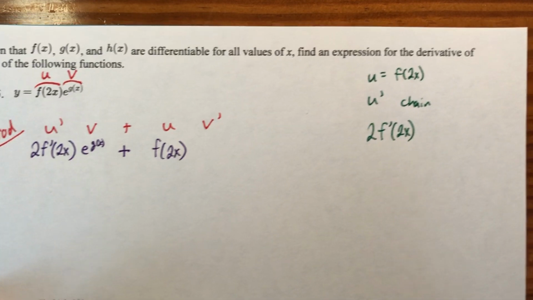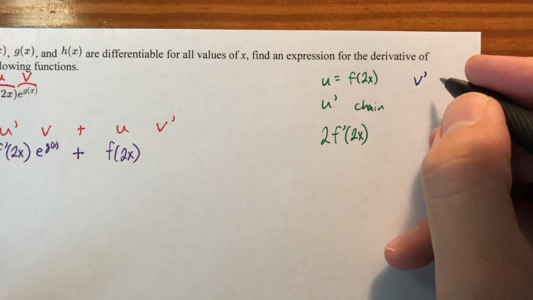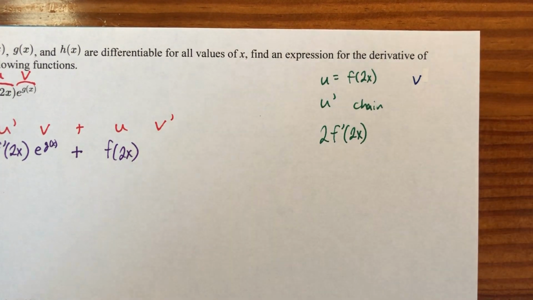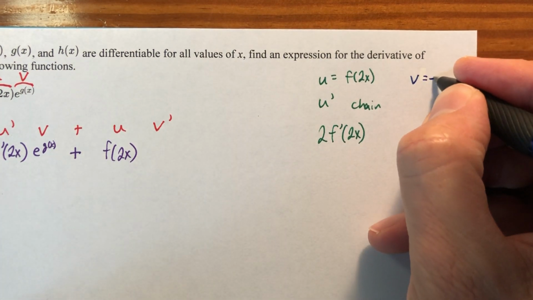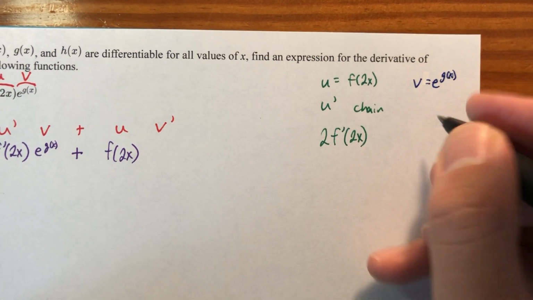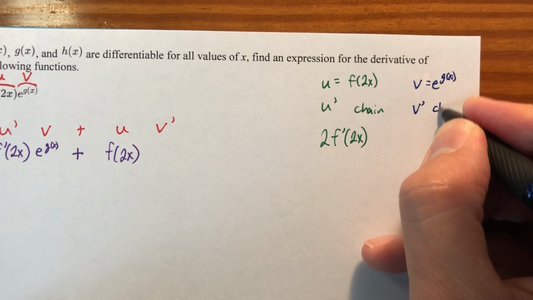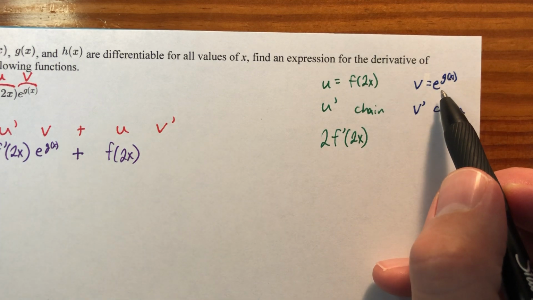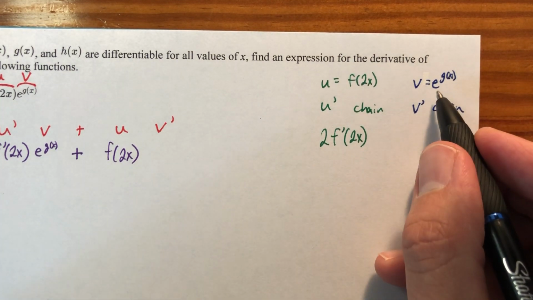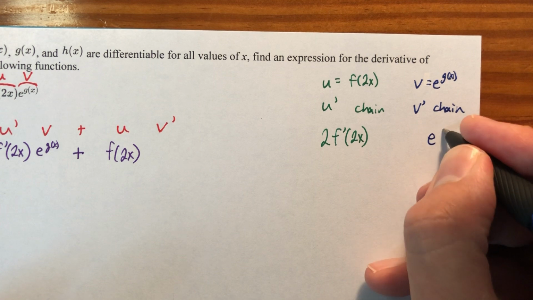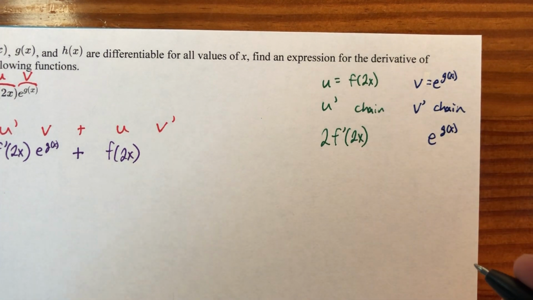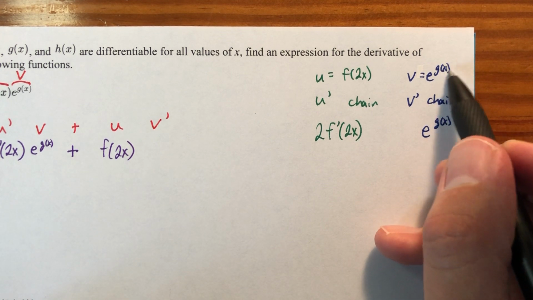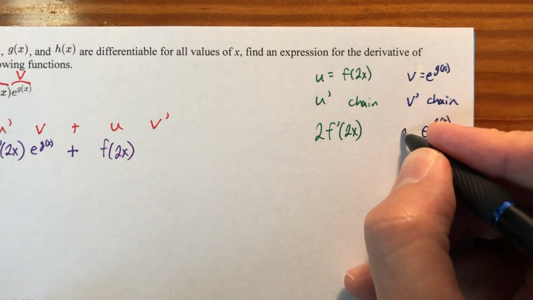So I need v prime now, and v prime. Oops, let's just call it v first. You don't have to do that, but I'm going to. V is e to the g of x. And so v prime is going to involve the chain rule. And the biggest thing happening is that the e got raised to a power. So the derivative of e to whatever is e to the whatever times the derivative of this inner function. This inner function that's happening right here is g. So the derivative of that would be g prime.